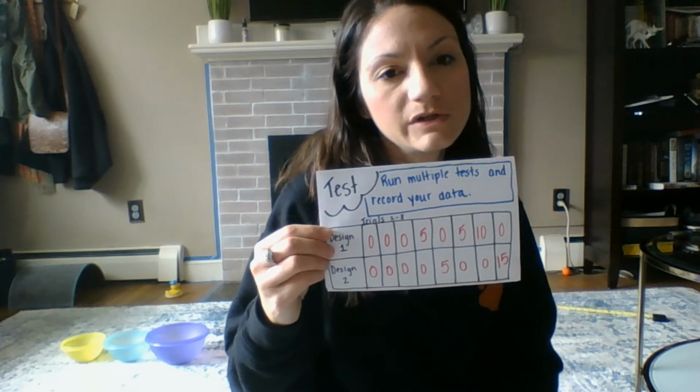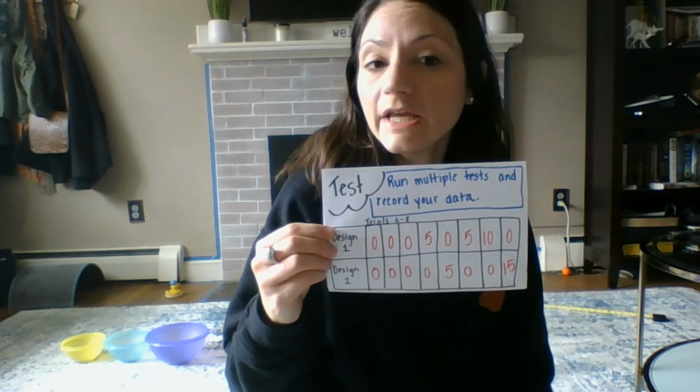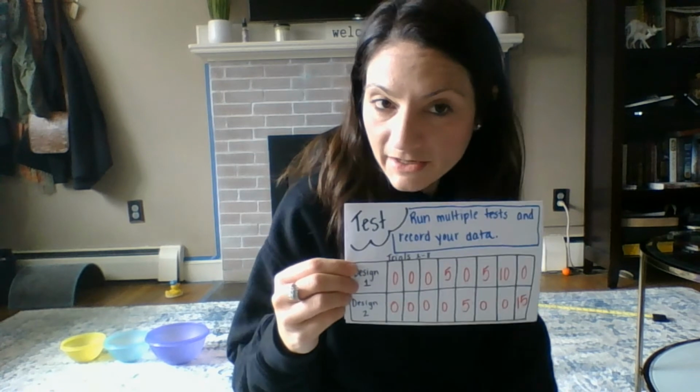The thing I did notice was that with my first design I had 3 in the bowl, and on my second design I only had 2. So I could say that my first design was maybe a little bit more accurate, right? Because I got it in more times. And if I wanted to really test it, I could do more trials to support that conclusion.